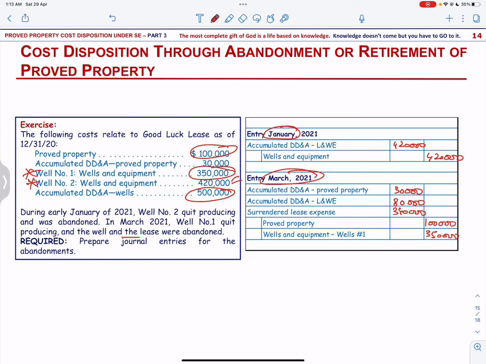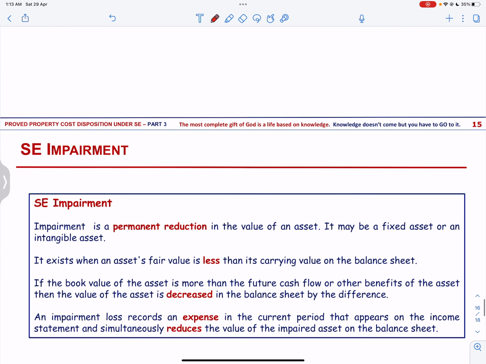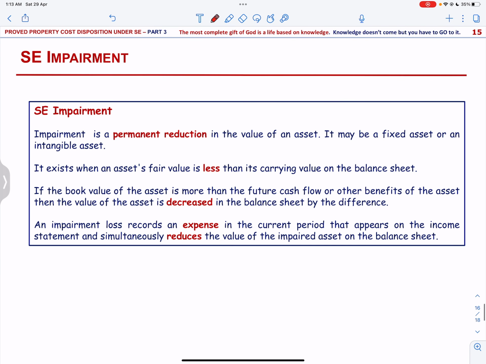Now finally we are going to talk about successful efforts impairment. Assets should be tested regularly to prevent overstatement on the balance sheet. Impairment is a permanent reduction in the value of an asset. It may be a fixed asset or an intangible asset. It exists when an asset's fair value is less than its carrying value on the balance sheet.